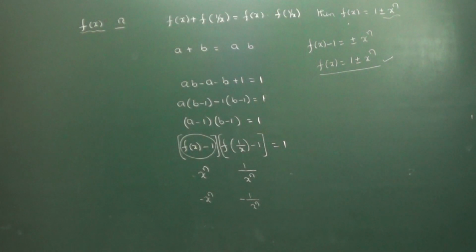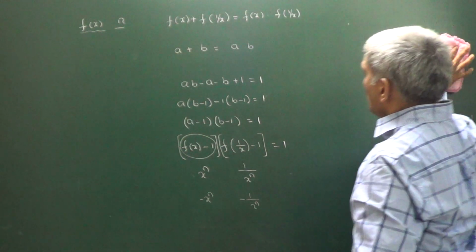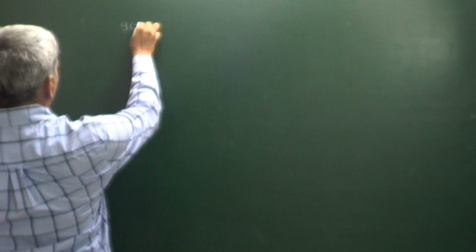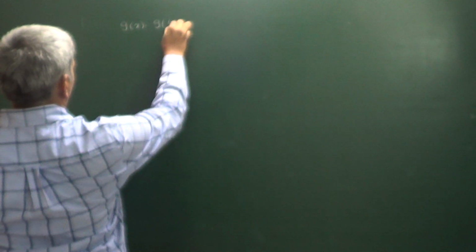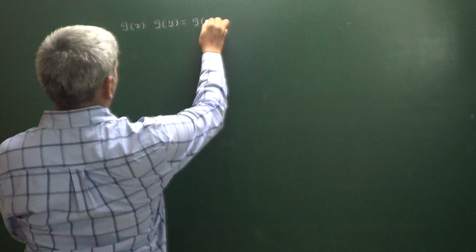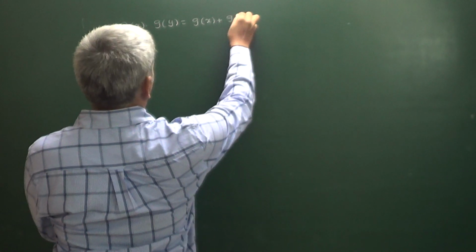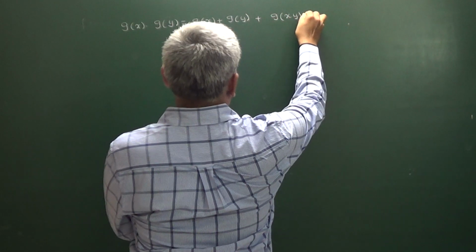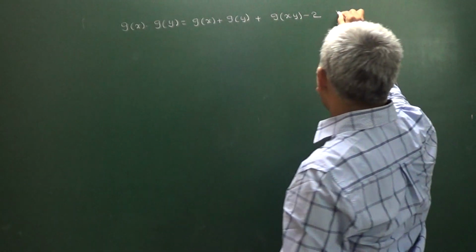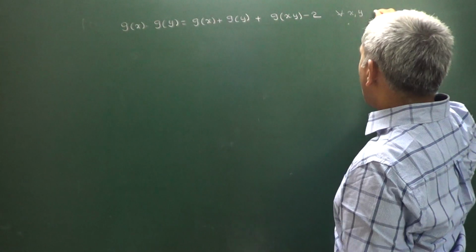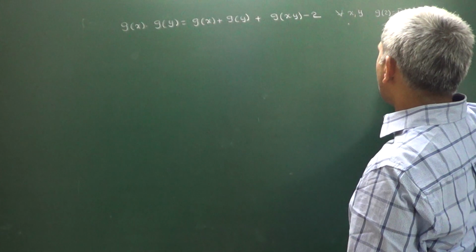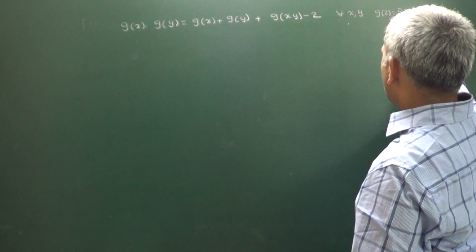So this is another question based on this particular idea. The question is given like this. g(x) is a polynomial satisfying g(x) · g(y) = g(x) + g(y) + g(xy) − 2 for all x, y, and also g(2) is given as 5. Then he is asking to find the value of g(3).